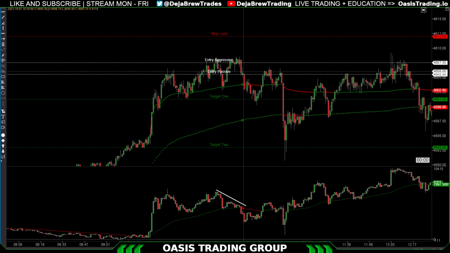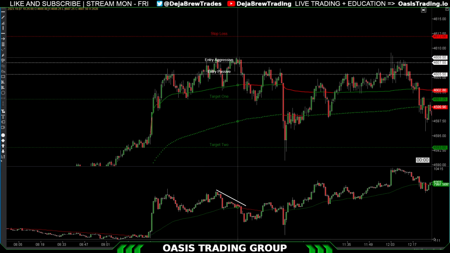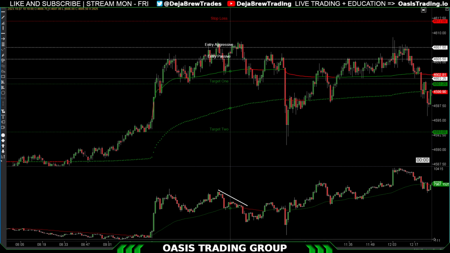So that would be the passive entry. What I like to do is I will take half the position on the aggressive and the other half on the passive entry. Stop loss is going to be above where the high was formed. Typically, you want to give it at least one ATR, so one average true range volatility. We like to say if volatility is anywhere from 3 to 5 points, we will give it a 4 to 5 point stop loss. The first target would be the distribution low, or if there is a VWAP above that.